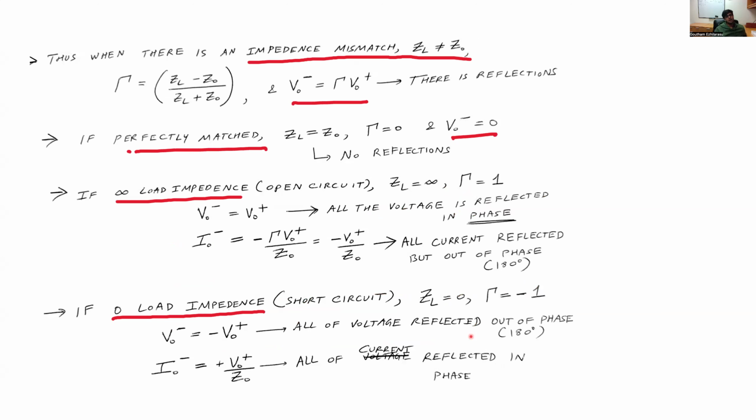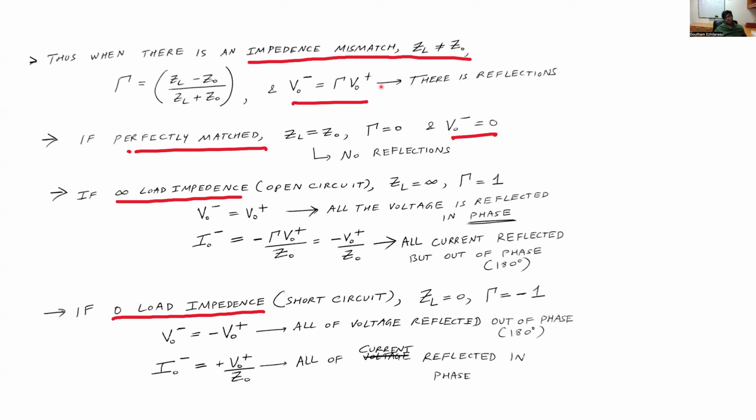So thus, as I described earlier, if there is a so-called impedance mismatch, and therefore the load impedance is not equal to the characteristic impedance of the transmission line, then this coefficient gamma, the reflection coefficient, which is given by ZL minus Z naught by ZL plus Z naught, is going to be non-zero, which means it's going to have some complex value. And therefore V naught minus, which is equal to gamma times V naught plus, is going to be non-zero. Given an incident wave traveling along the plus z direction with amplitude V naught plus, you're going to have a reflected wave V naught minus of amplitude gamma V naught plus. Thus, there's going to be reflections.